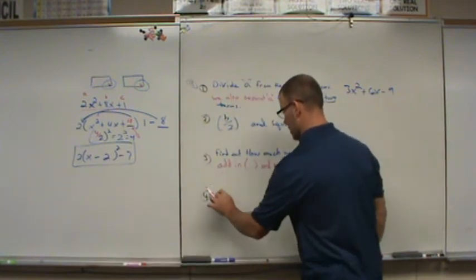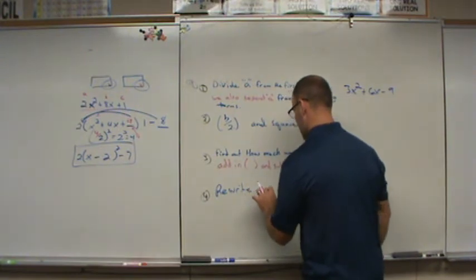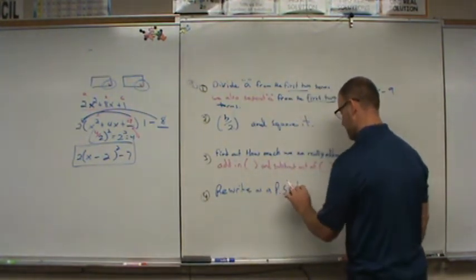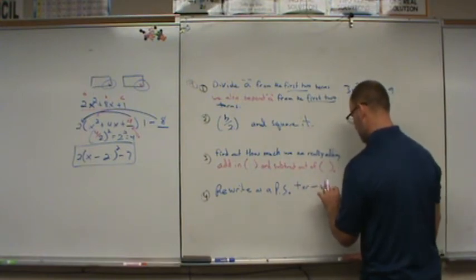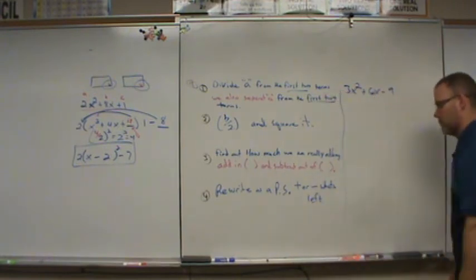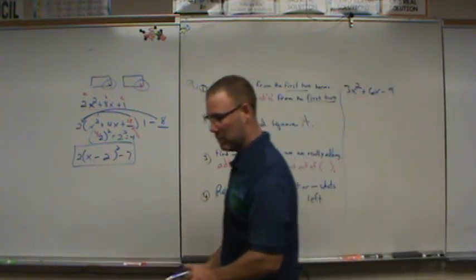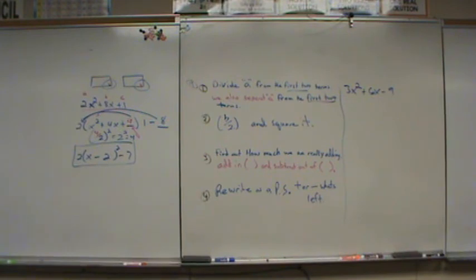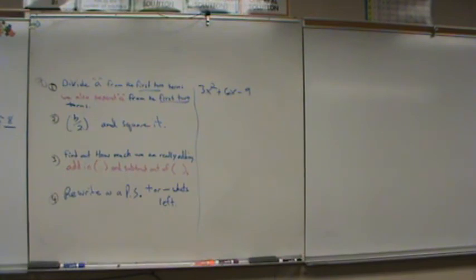Okay, I have some left over. So the last thing here is to rewrite as a perfect square plus or minus what's left. Okay? So if you need to pause and do that. And then we're going to go ahead and tackle the third one, and that should be done. That should take care of everything for us. We did talk a little bit about the set in class today, but I'm going to do a separate video on that. So this one's going to wrap it up.